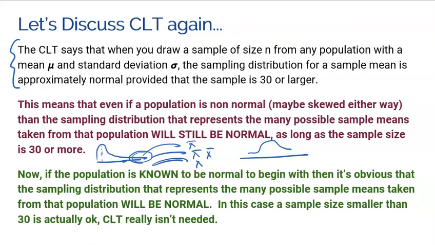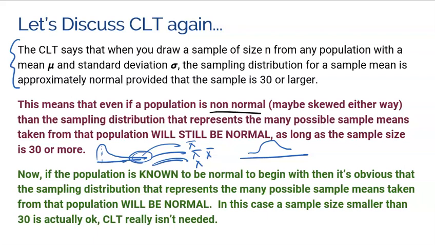Now, in green at the bottom here, it's important to understand this. If the population is known to be normal to begin with, well, then it's obvious that the sampling distribution that represents the many samples taken from that normal population is going to also be normal. So in this case, a sample size smaller than 30 is actually okay. Central limit theorem really isn't needed. Central limit theorem is really only needed when your population is non-normal.